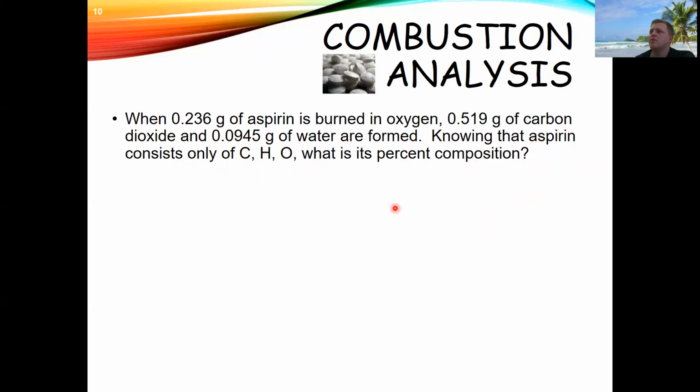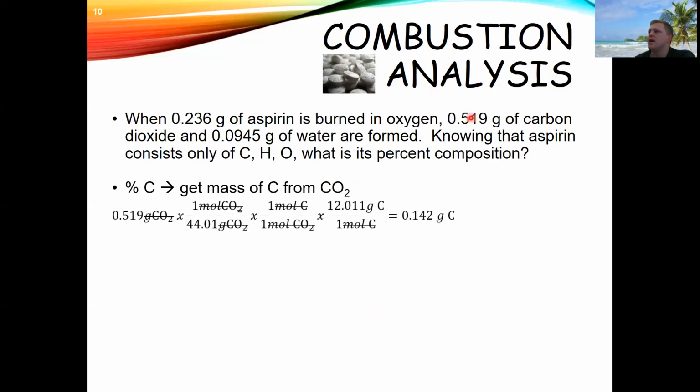Well, let's start with our percent carbon. So we're going to get our percent carbon from the mass of CO2 that's present. So what we're going to have to do there, though, is take our mass of CO2. So we generated 0.519 grams of CO2. We're going to have to figure out how many grams of carbon that corresponds to. So the first thing we're going to do is take that 0.519 grams, divide it by the molecular weight of CO2 to turn it into moles of CO2.